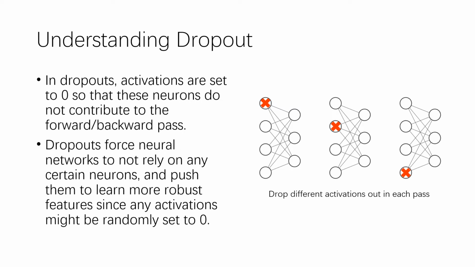To the left, we have an illustration of dropout in different forward passes. As you can see, in each pass, different activations or different neurons are dropped out. This phenomenon will force the neural networks to learn to not rely on any certain neurons too much, which should enable the network to be more robust.